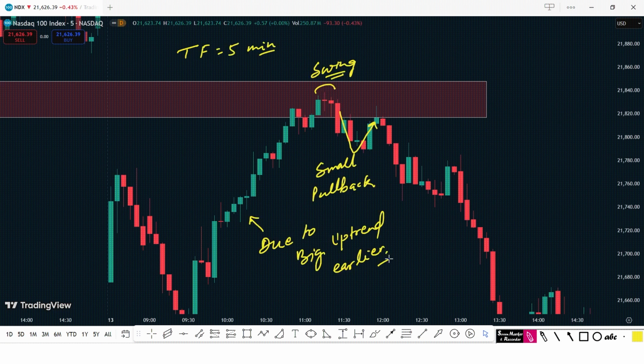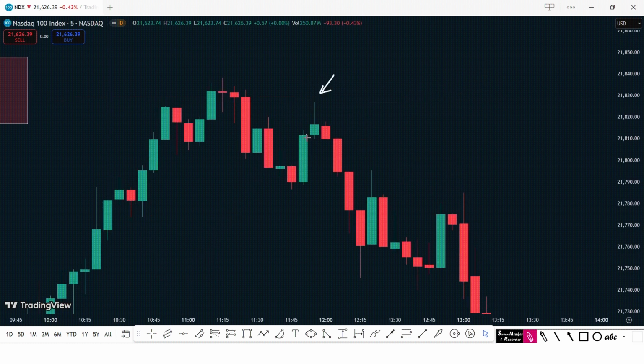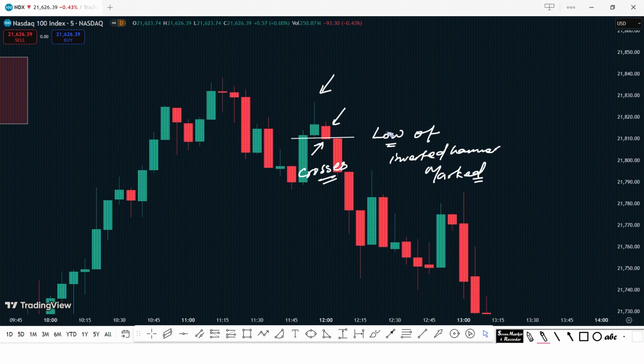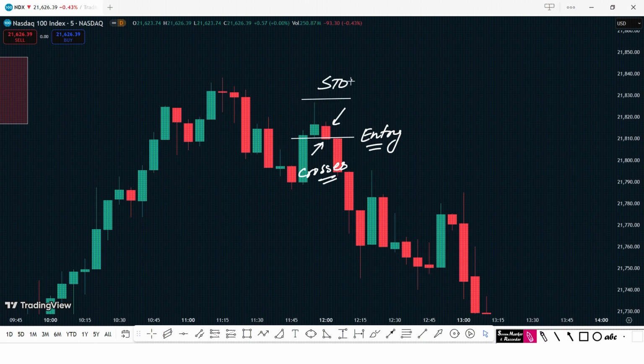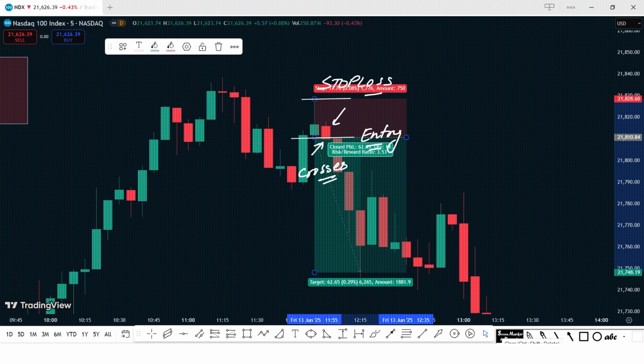When price reaches your marked zone and forms an inverted hammer, wait for the candle to fully close. Then, if the next candle breaks the low of that inverted hammer, you can enter the trade. Place your stop loss just above the high of the rejection candle. As for the target, aim for a minimum 1-to-3 risk-reward ratio.